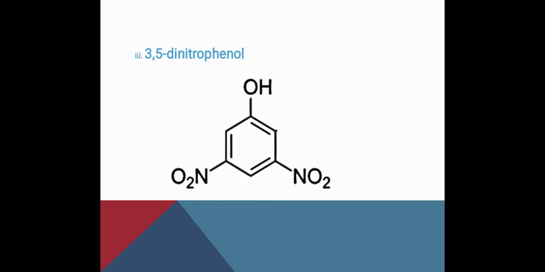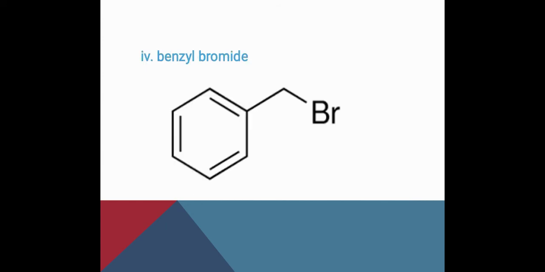Next, 3,5-dinitrophenol. So first of all, phenol. This is a phenol structure, and dinitro because there are two NO2 attached to the phenol, attached at carbon number 3 and carbon number 5. Next, benzyl bromide. This is the structure for the benzyl bromide. We can see that the bromine is attached to the benzene.